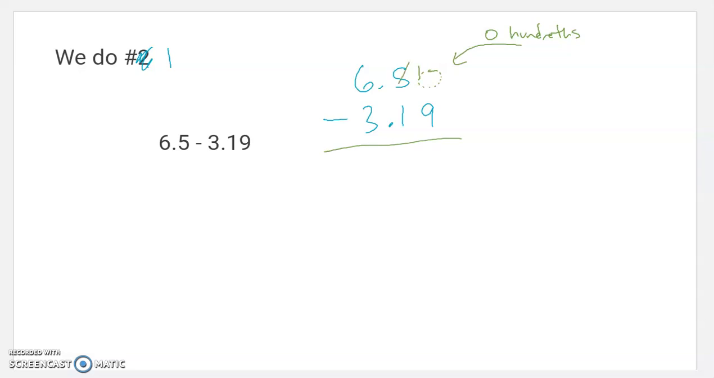So now I can't do 0 minus 9. Can't, of course, do 10 minus 9 if I regroup. 10 minus 9 is 1. 4 minus 1 is 3. 6 minus 3 is 3. That is the right answer.